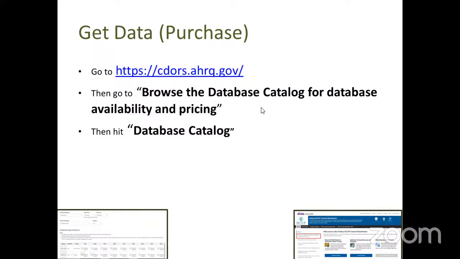How can we do that? We can go to this website. I put it over there. If you are on this website, I just put a screenshot shortly to let you know. When you go inside the website, you browse the database catalog for the database availability and pricing. Then we can hit the database catalog.